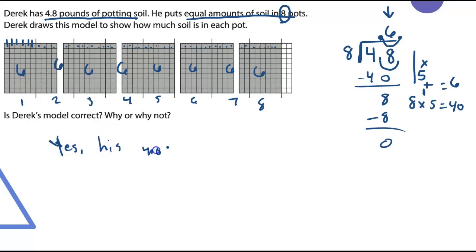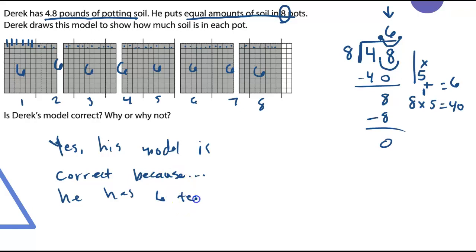But why? Sorry, I'm writing kind of sloppy. Because he has 6 tenths in 8 groups. And this is proven by our work right here.